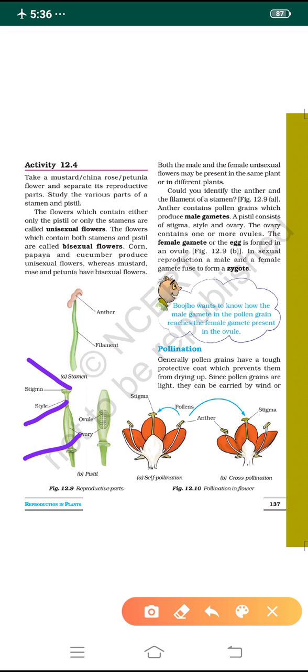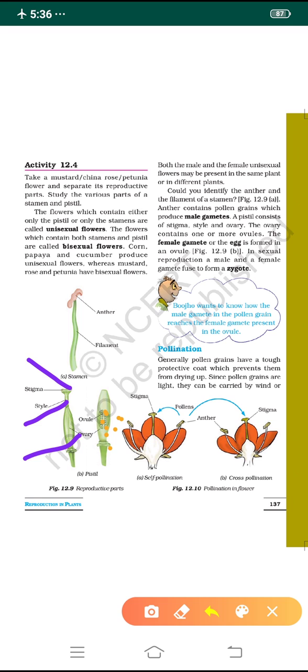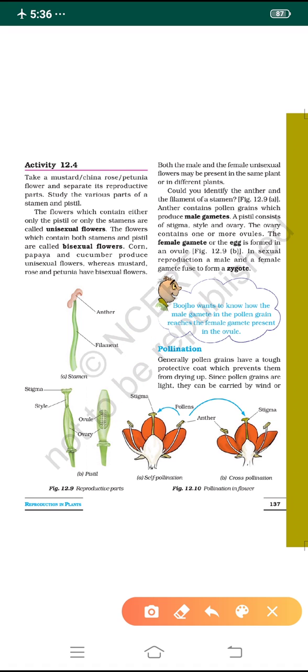The ovary contains one or more ovules. Inside the ovary, can you see them? Those structures are called ovules. The female gamete or the egg is formed in an ovule. A female gamete, or egg, is produced from the ovary only. Remember this, all of you. That is the female reproductive part, that we call the female gamete.